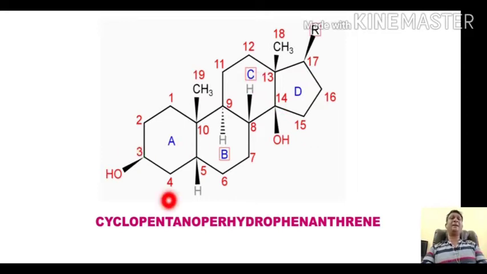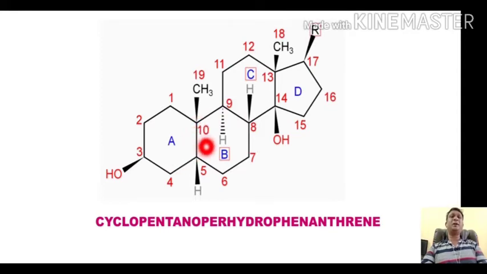Now if we look at the numbering system, the numbering always starts with ring A, with the topmost carbon given number 1, and the numbering continues in ring A first: 1, 2, 3, 4. Number 5 is given to the carbon which is common to rings A and B. Then we continue numbering in ring B. So this will be 6, 7, 8, this will be 9 and this will be 10.